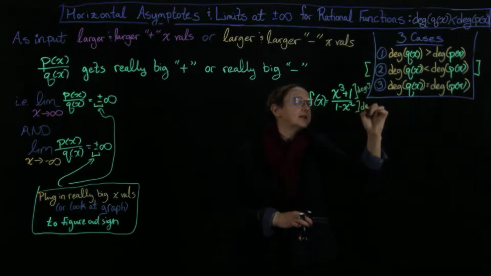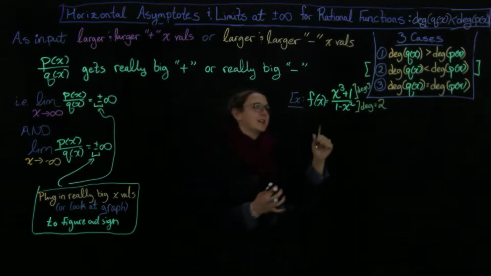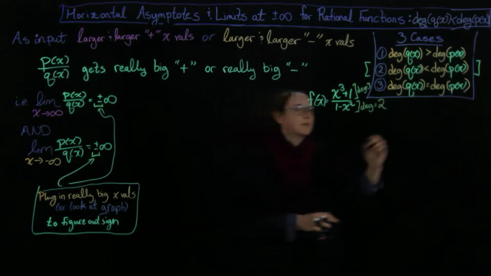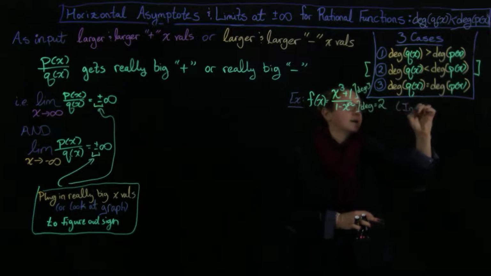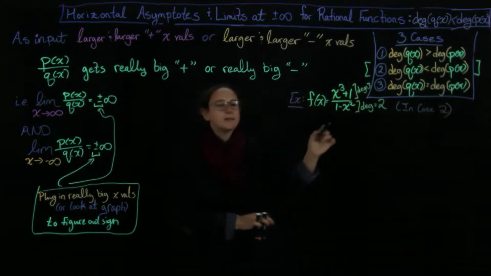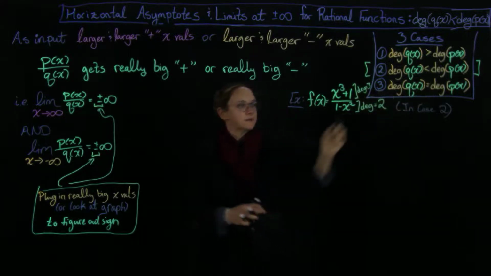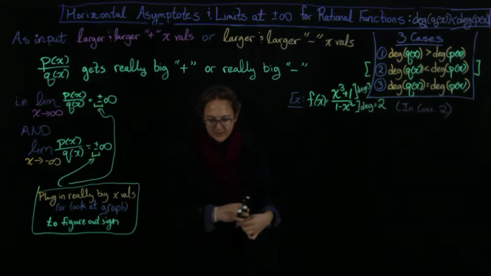So we are indeed in case 2, because the degree of the top is bigger than the degree of the bottom, just like here. Great. Now I'm just going to draw this.